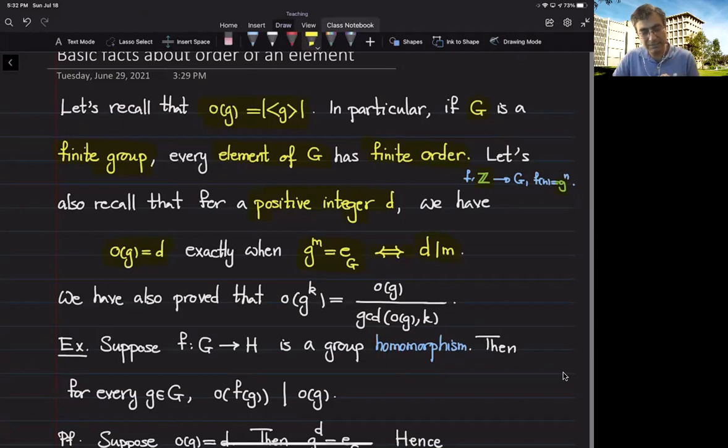The order of an element tells what integer powers of g give us the neutral element. That's again the same as asking what the elements inside the kernel of this map are. Going to the neutral element means that the integer is in the kernel of this map. The answer is that m should be a multiple of the order. That's if and only if.